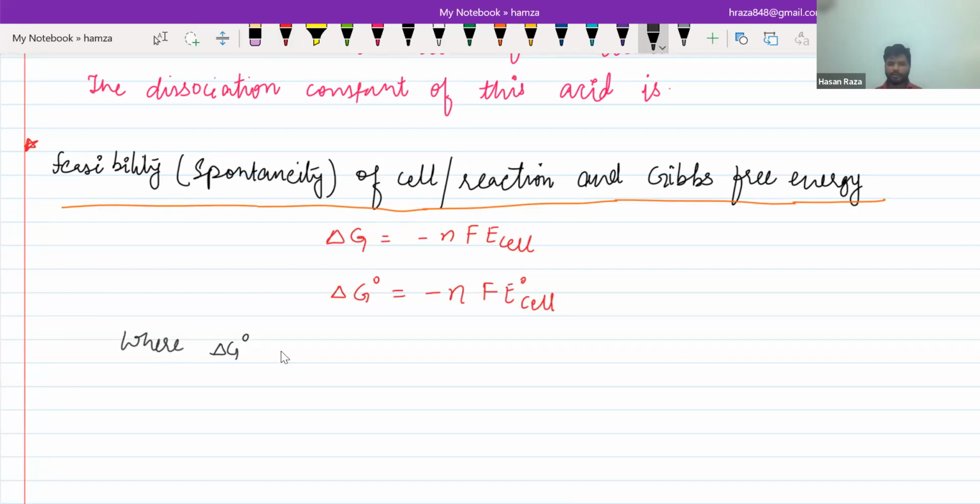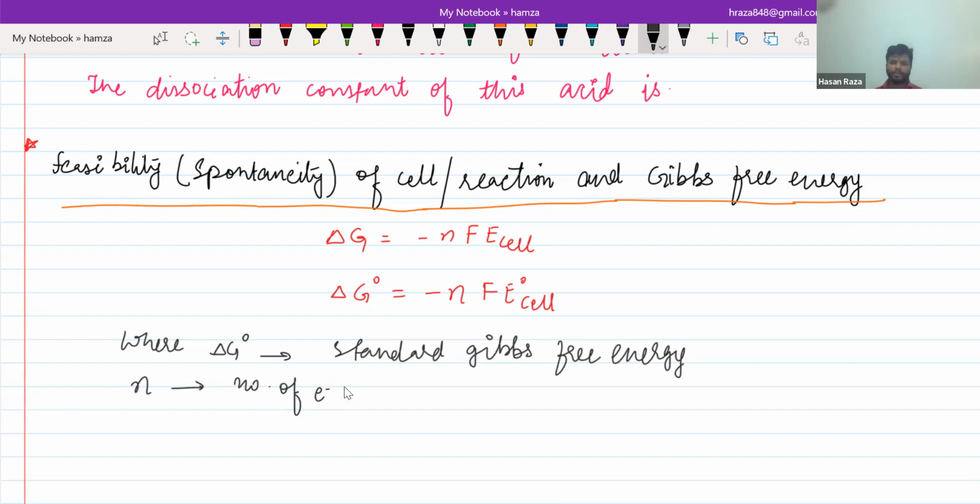delta G naught is the standard Gibbs free energy. n is the number of electrons transferred, lost or gained. F is Faraday's constant.